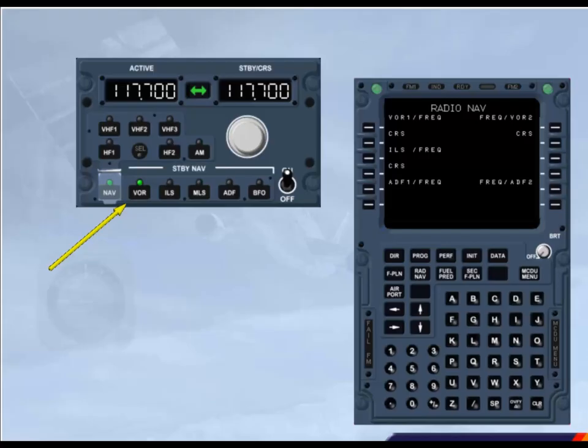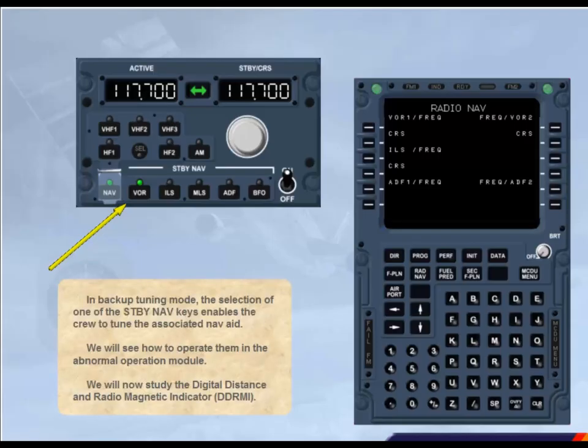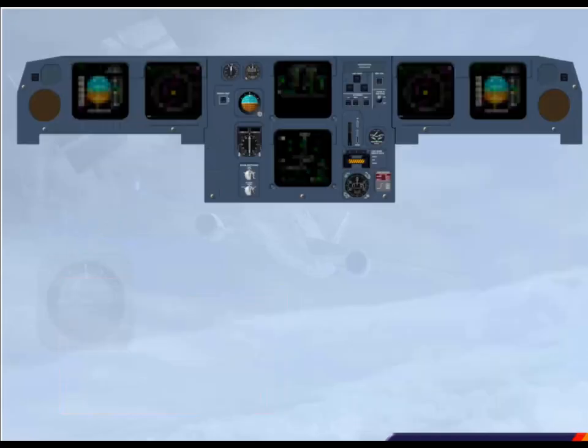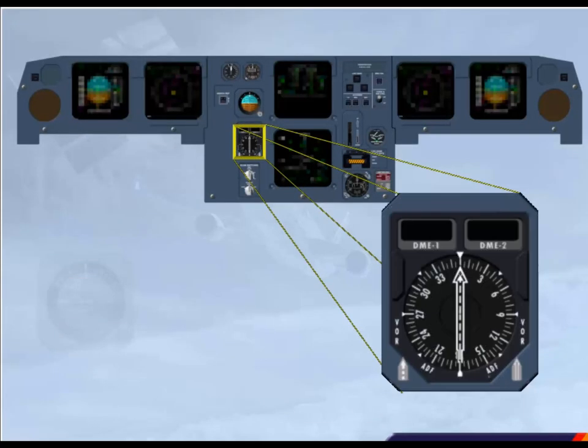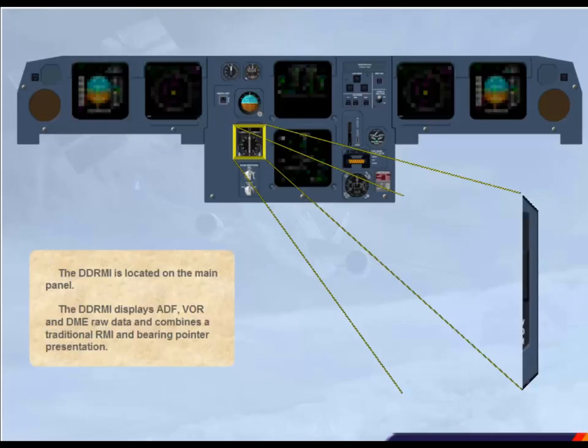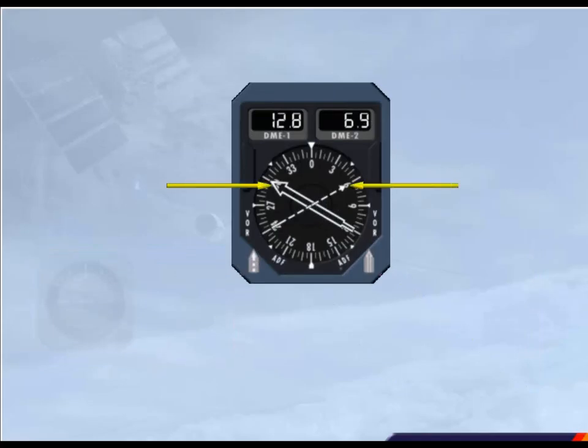We will now study the Digital Distance and Radiomagnetic Indicator, DDRMI. The DDRMI is located on the main panel. The DDRMI displays ADF, VOR and DME raw data and combines a traditional RMI and a bearing pointer presentation. Two bearing pointers are provided, each with a different distinguishable shape. Each can display either VOR or ADF information.